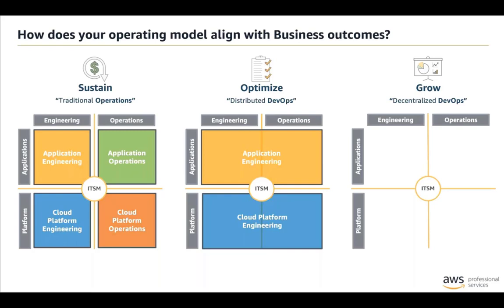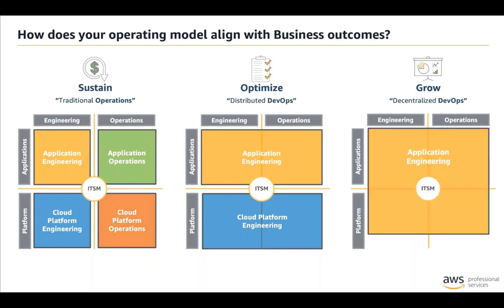Grow. For teams that are on the bleeding edge of technology, looking to consume the latest AWS services as soon as we launch them, we offer this model. Application engineering is responsible for their applications, but in order to avoid stifling innovation for high growth areas of the company, we also empower them to build out platform capabilities that have not yet been standardized by the Cloud Platform Engineering team.